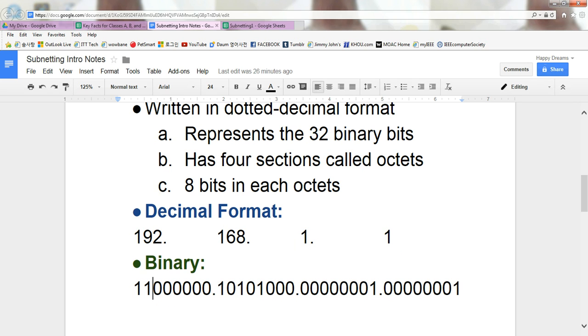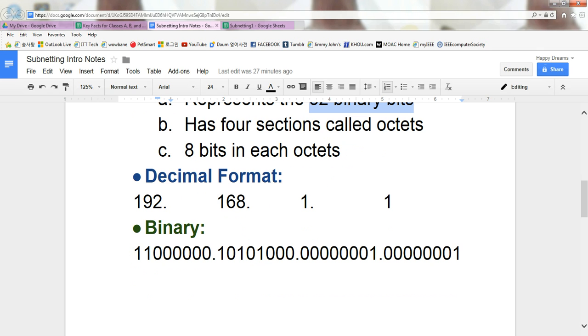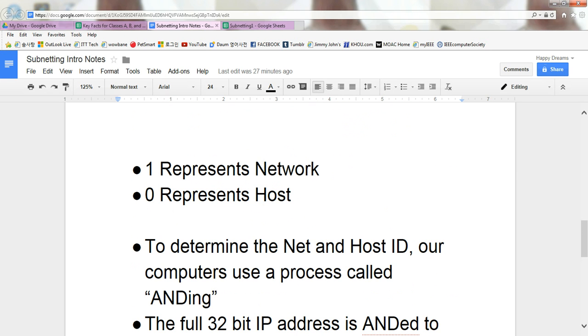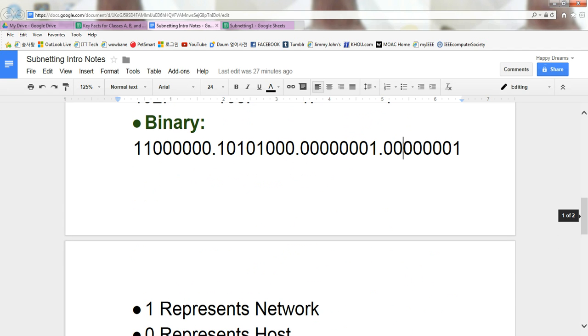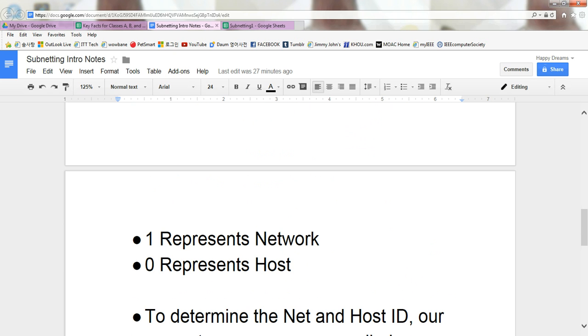And 8 bits in each octet means, count this with me: 1, 2, 3, 4, 5, 6, 7, 8. 8 bits in each octet. Octet 1, octet 2, octet 3, octet 4. So 8 bits in each octet equals 32 binary bits. Easy, right? It's as simple as 1, 2, 3. And 1 represents the network. 0 represents the host.